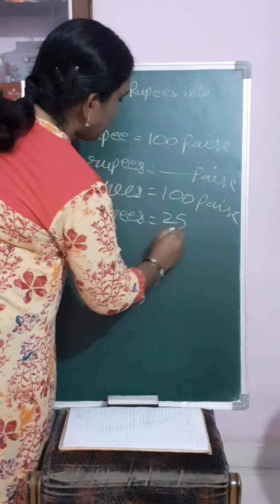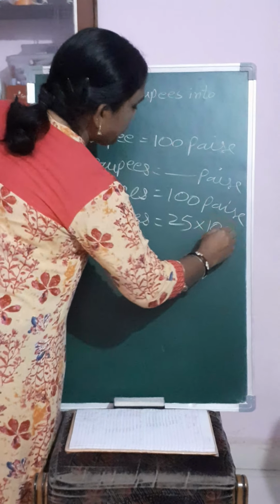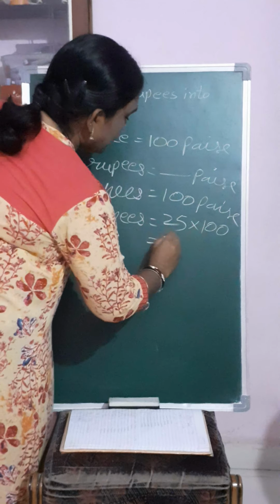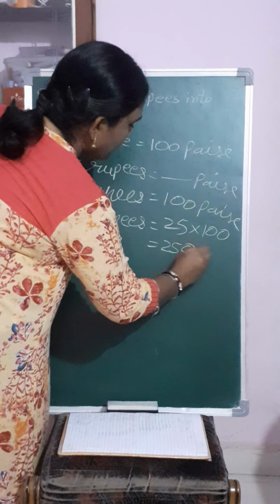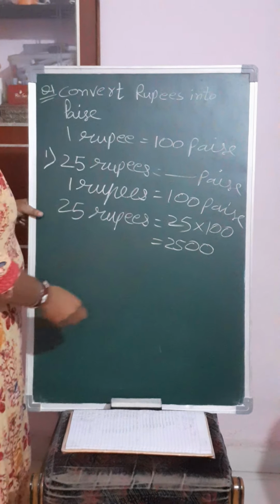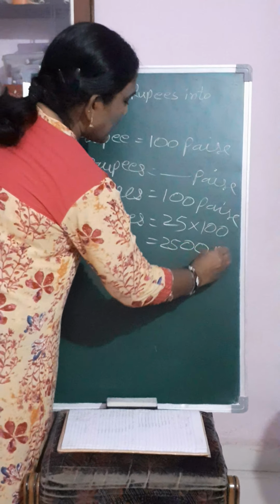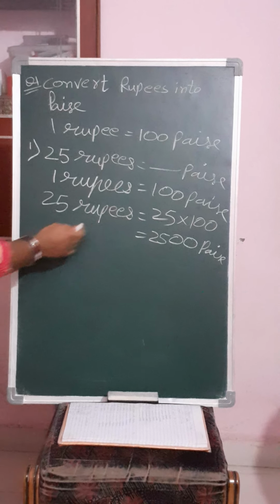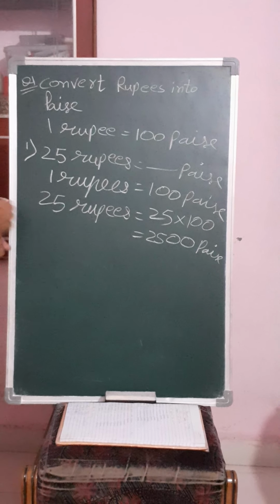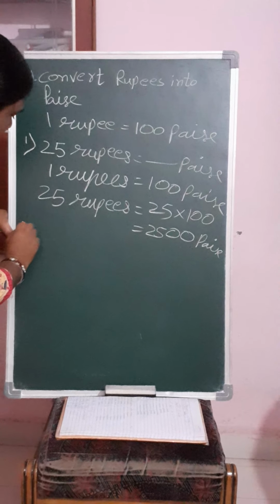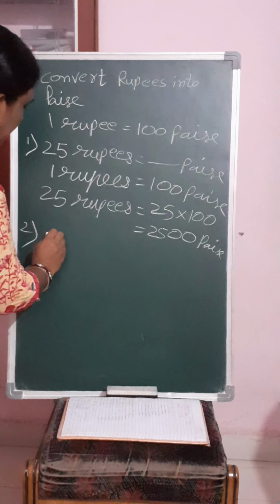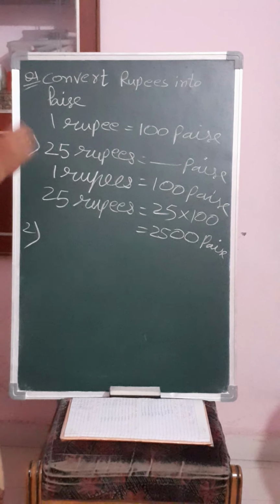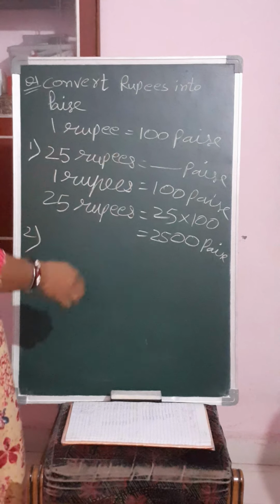25 multiplied by 100. Okay, so 25 ones are 25, 25 zeros are 0, 25 zeros are 0. So it is 2500 paisa. You can say 2500 paisa also. Now understood children how to convert? Suppose the example is given like this. Another question I will explain. If rupees and paisa both are there, how to convert it into complete paisa.